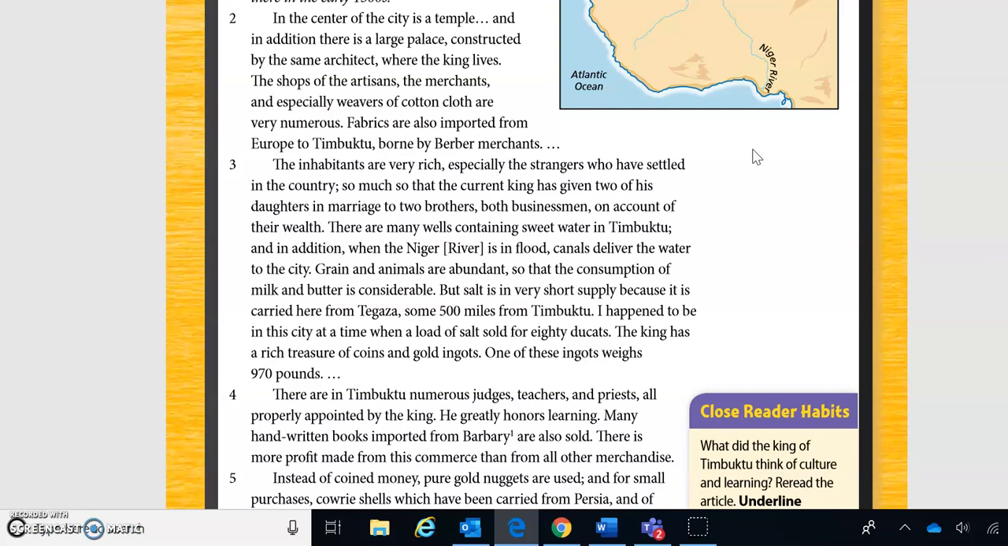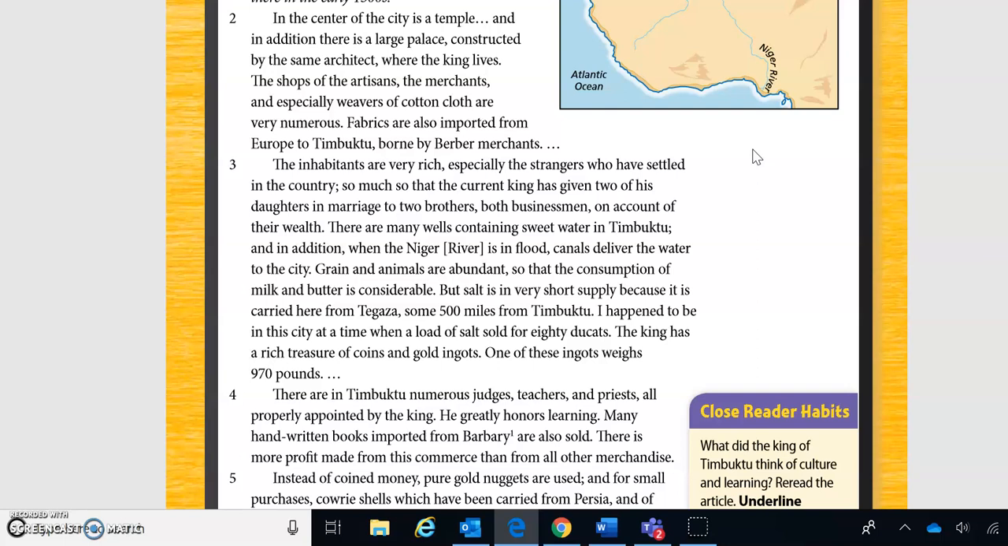There are many wells containing sweet water in Timbuktu. And in addition, when the Niger River is flooded, canals deliver the water to the city. Grain and animals are abundant, so that the consumption of milk and butter is considerable. But salt is in very short supply because it is carried here from Tagaza, some 500 miles from Timbuktu. I happened to be in this city at the time when a load of salt sold for 80 ducats.